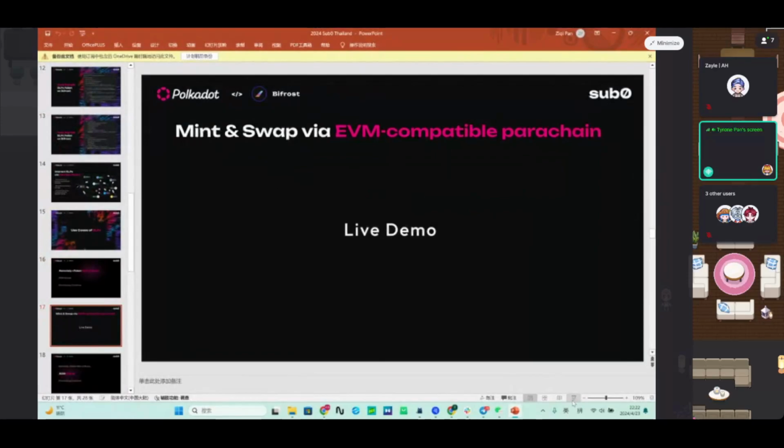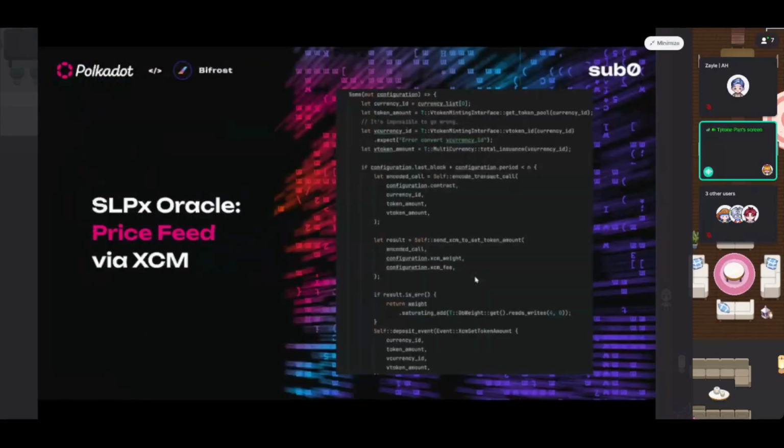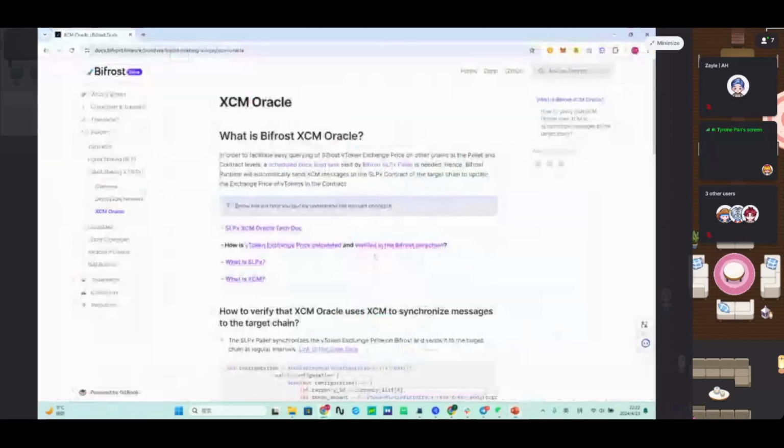And we're going back to the next one, XCM Oracle. Maybe we can just directly go to the documentation of it. The XCM Oracle is something to feed the price of the exchange rate between a token and a V token from Bifrost via XCM to a destination chain.